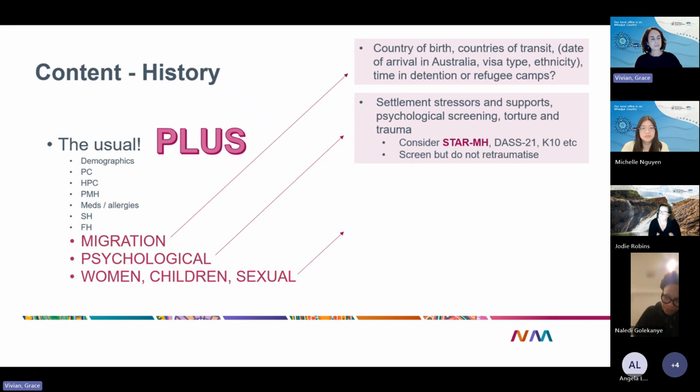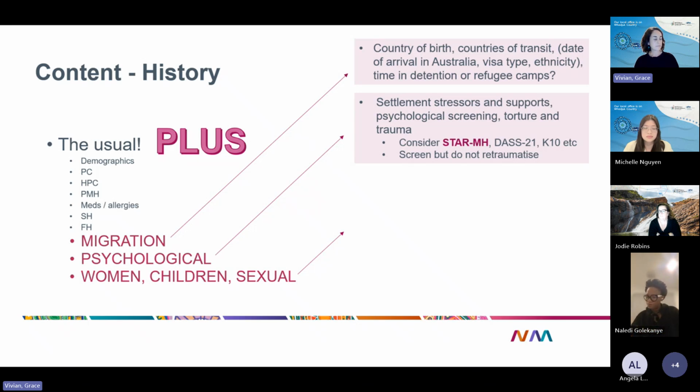A lot of our clients have trauma. So I think this has been alluded to in the last webinar, but what we want to do is to screen for it, but to not re-traumatize. So often I'll ask about how their lives at the moment may or may not have been affected by what's happened in the past. In fact, in the Refugee Health Assessment template that I showed you earlier, they give a really nice little line to consider for screening for trauma.